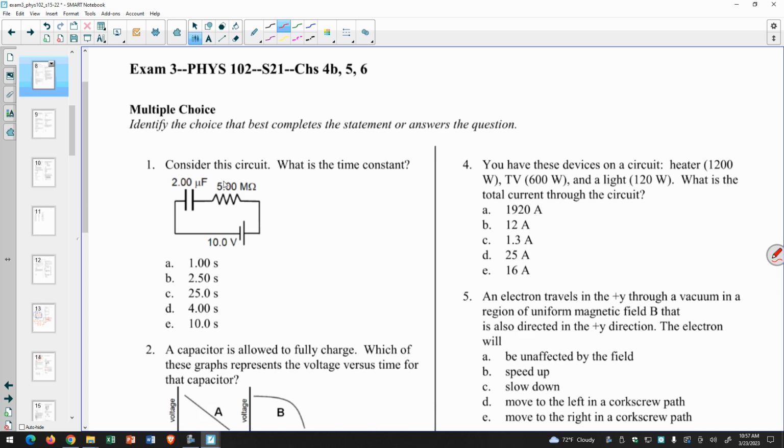Here, like number 1, this is spring 21. What is the time constant? That's asking tau. I know that it's tau because it says time constant. I'm looking for that. So it's just going to be 2 times 5, which is 10 seconds.